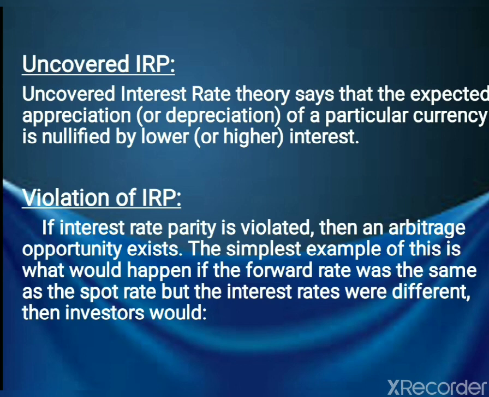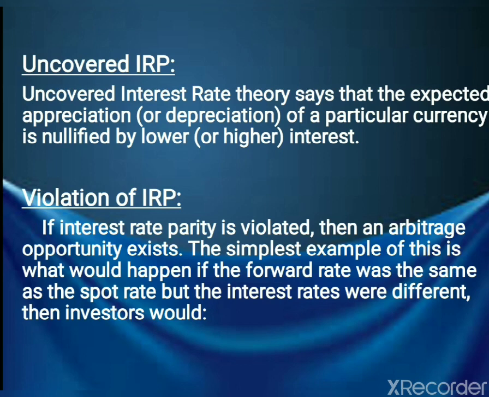If there is equality between interest rates as well as the spot and forward exchange rate, then only it is called interest rate parity. If the forward and spot exchange rates are equal, but there is a difference in interest rates, there is no parity between these two, so interest rate parity will not exist. Ultimately, it will lead to opportunities for arbitrage.